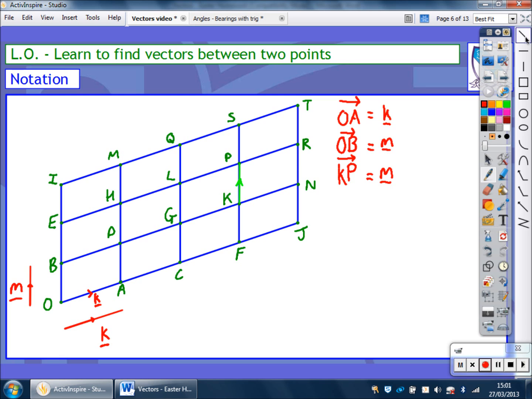Okay, how would we find though a vector, let's say, between B and H?